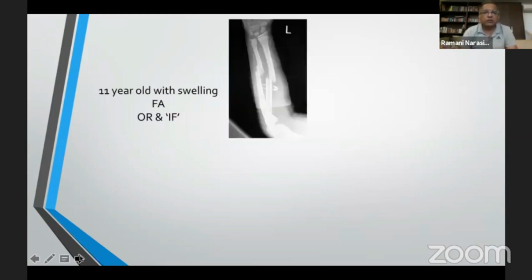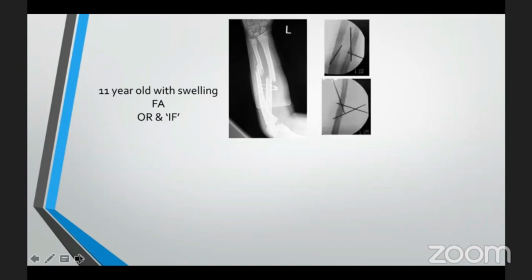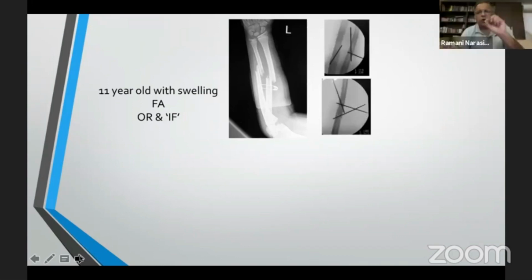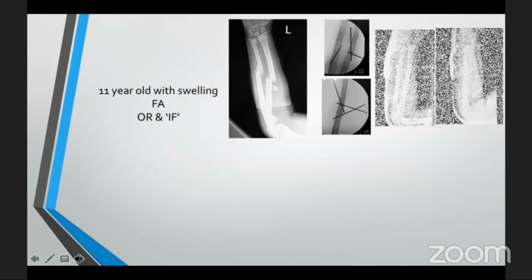This is an 11-year-old with a swelling of the forearm where an open reduction and internal fixation was planned. This kid had a lot of swelling, so we decided on taking a small incision, holding on to the fragments with pins, and at the same time trying to release the fascia so that we reduce the compartmental pressures. We wanted this kid to come back after 2 weeks so that we remove the pins and mold it. But unfortunately, this was the immediate post-op.